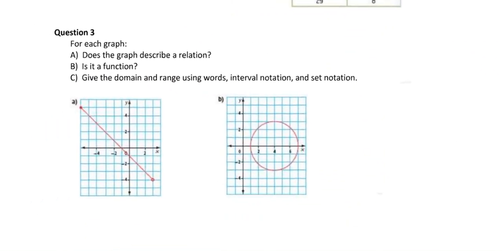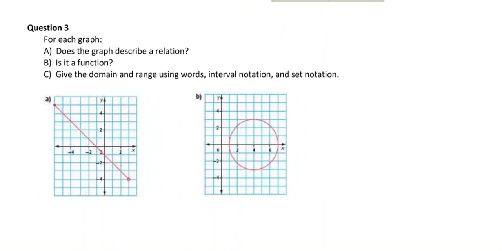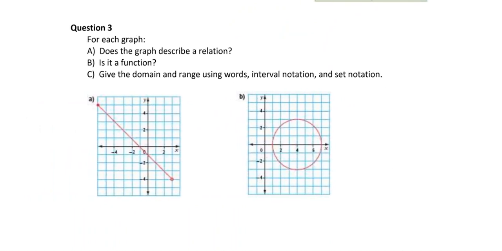So, for question 3, for each graph, does the graph describe a relation? Yes. Yeah, they pretty much all do, right? If we're making a graph out of it, and there's some relation between the x values and the y values, then yes, they do represent a relation.